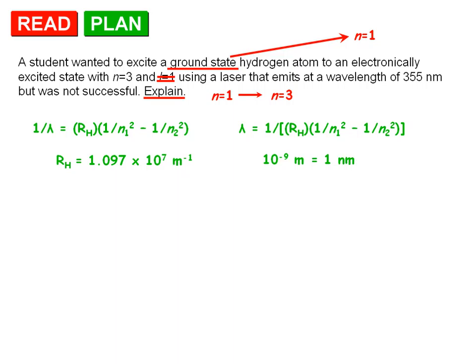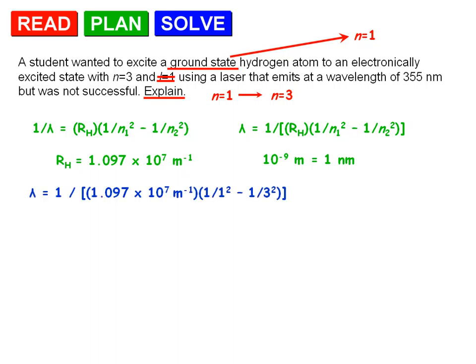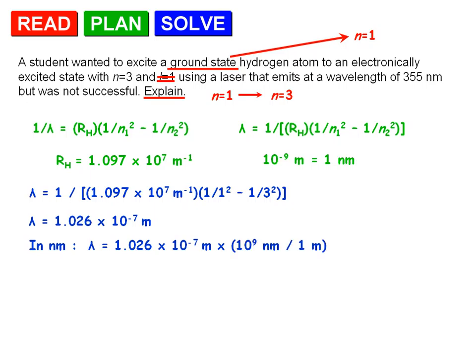Now we can move on to solving the question. Substitute in the values for the Rydberg constant and the values for n1 and n2. Remember, n2 should always be greater than n1. Then calculate the answer. Now we can convert into nanometers. Make sure your units cancel. This tells us that the wavelength required to excite an electron from the ground state of a hydrogen atom to the n equals 3 excited state is 102.6 nanometers.